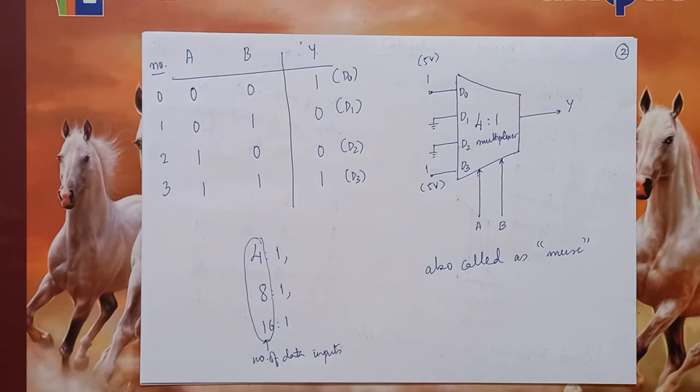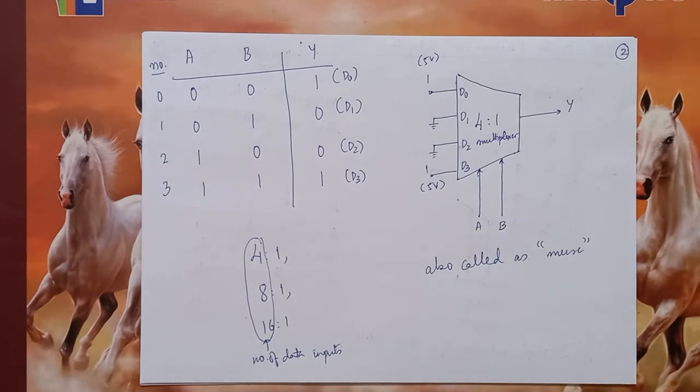Alright? So this is a basic understanding of a multiplexer, which helps you implement a literal version of a truth table. So this is a very handy tool, which kind of works like a switch, a controlled switch.